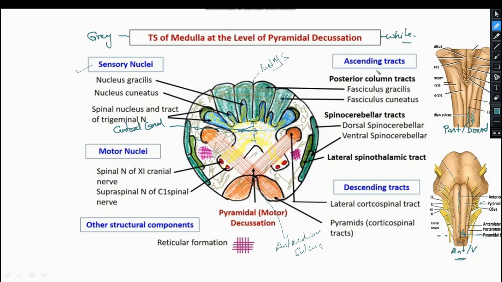And in the white matter we see all these tracts. Ascending tracts: fasciculus gracilis, fasciculus cuneatus, spinocerebellar tracts, all these: dorsal spinocerebellar, ventral spinocerebellar, lateral spinocerebellar tracts. These descending tracts: lateral corticospinal tracts, and these pyramids, this corticospinal tract. All this belongs to the white matter.